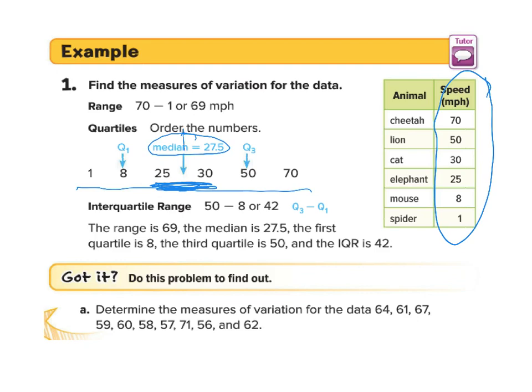Okay, then they split the numbers in half. Do you see that? Right at the median. And they found the lower middle number. They called that quartile 1 or Q1. And they found the upper middle number, quartile 3 or Q3. So they found those 2 things. And remember, the interquartile range is when you subtract Q3, your upper middle number, minus Q1, your lower middle number. So they did that. They did 50 minus 8, and they got 42. So those are all their different measures that they got for the measures of variation.